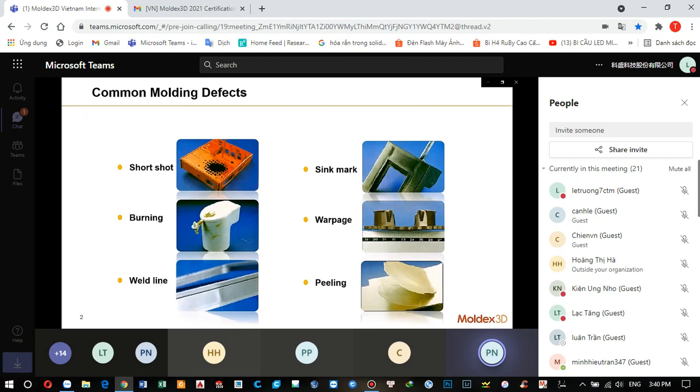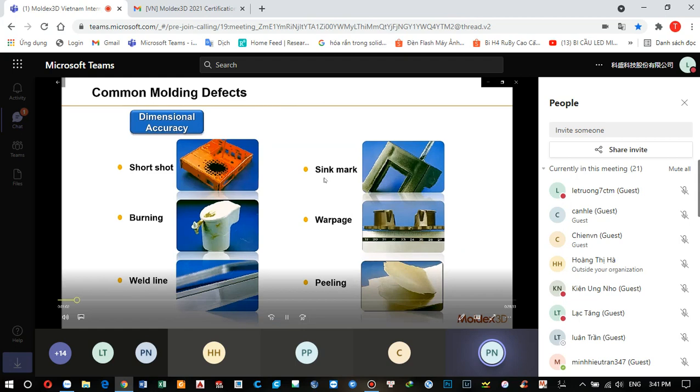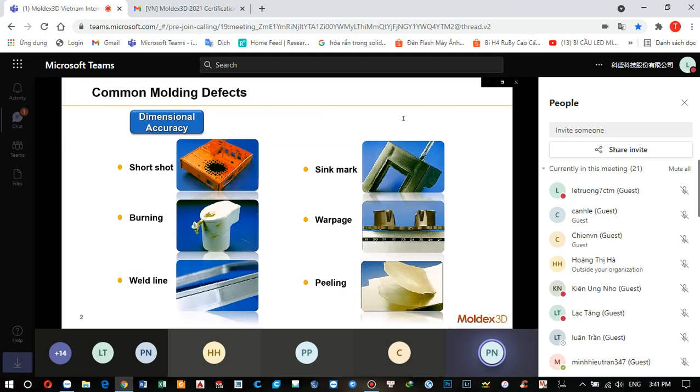So today we'd like to talk about seam marks. Seam marks belong to a kind of defect of the injection molding process. We can roughly classify the defects of the injection molding process into 3 groups. The first group is the dimension, like warpage or shrinkage. These are defects where the dimension of your product is different from your design value.